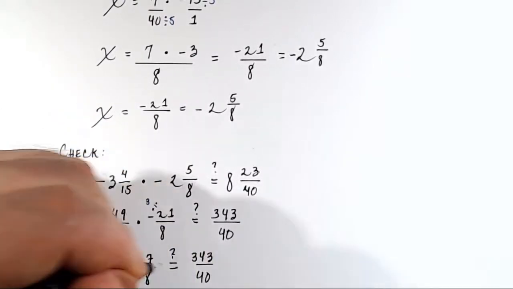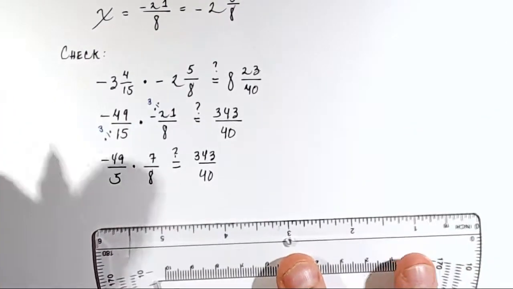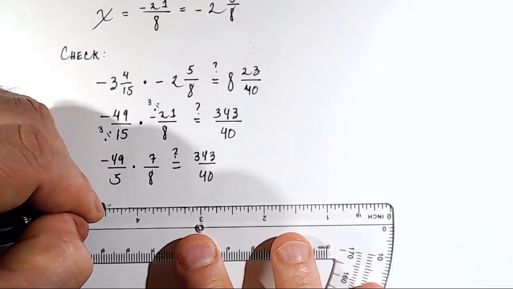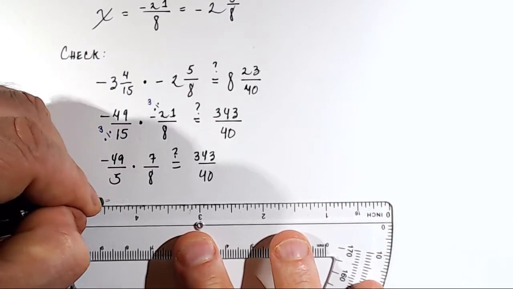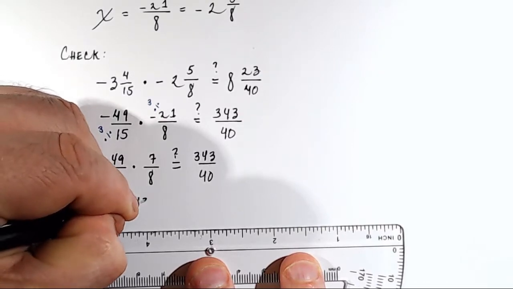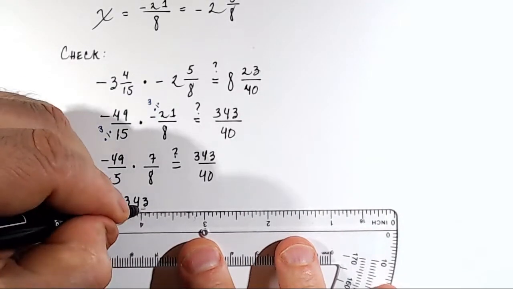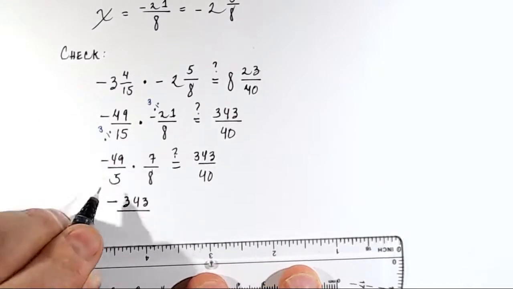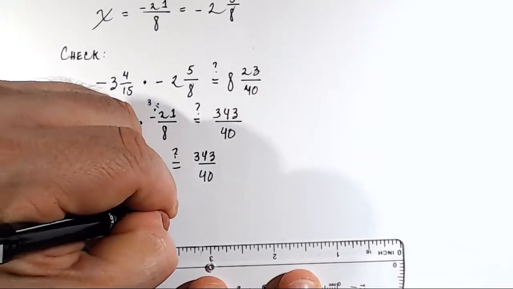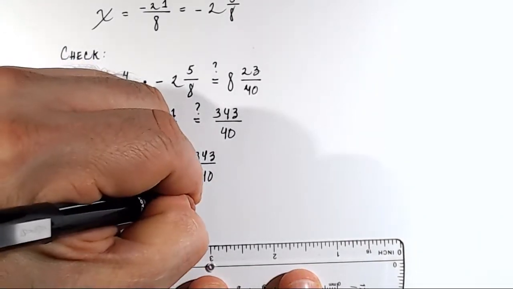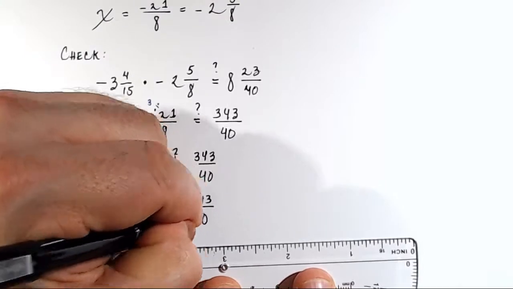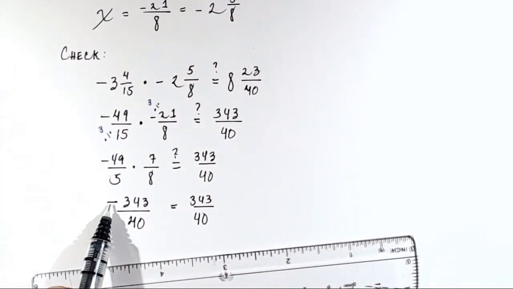Okay, one last step. What we do is we replace negative 49 times 7 with negative 343 over 40. 5 times 8 is 40. And I just noticed a little tiny mistake I made, but it's okay. Does this equal 343 over 40? No, it's not, because there's a negative sign right here.